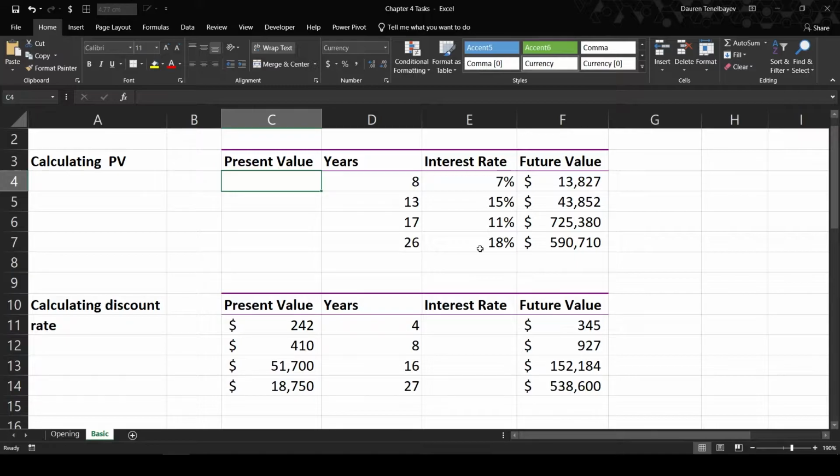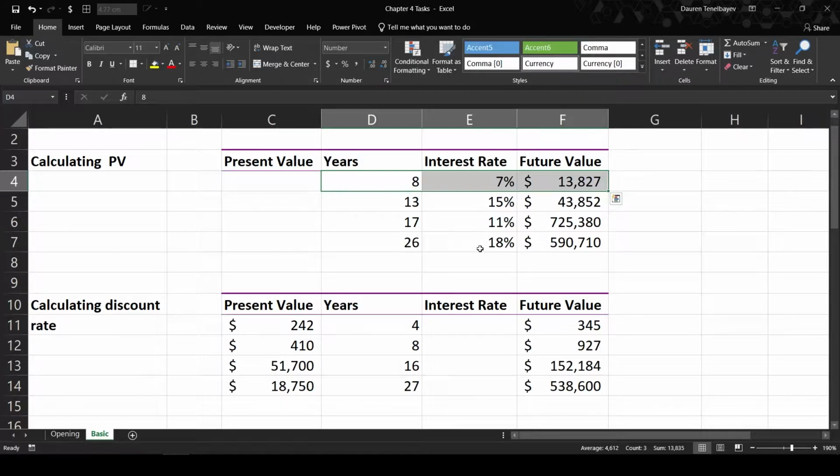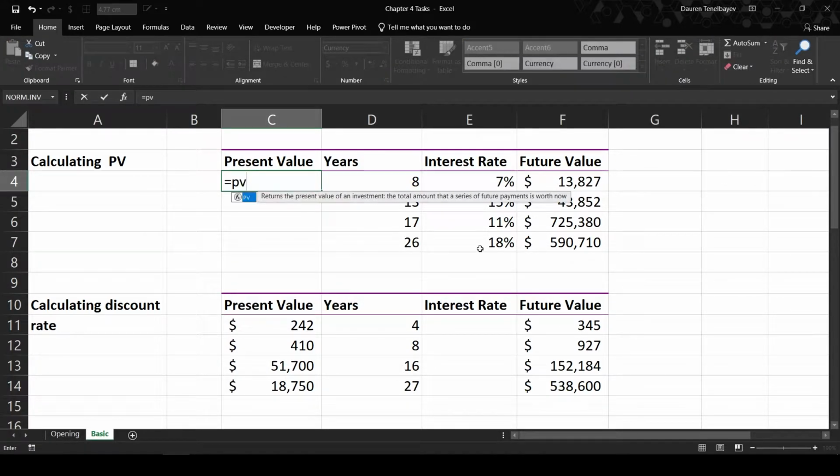I start from the basic part. Questions in the basic part are really easy to solve. For example, in the first task, we have to calculate the present value. So we have our inputs here. All we need to do is to enter our inputs into the formula. I use the formula PV, which stands for present value.